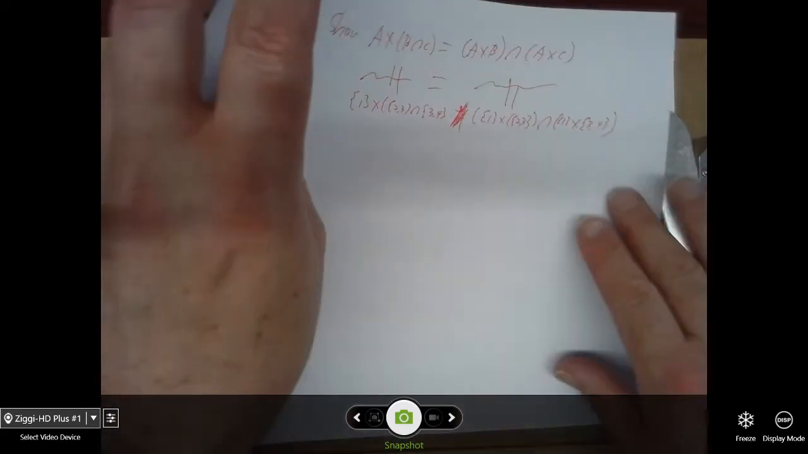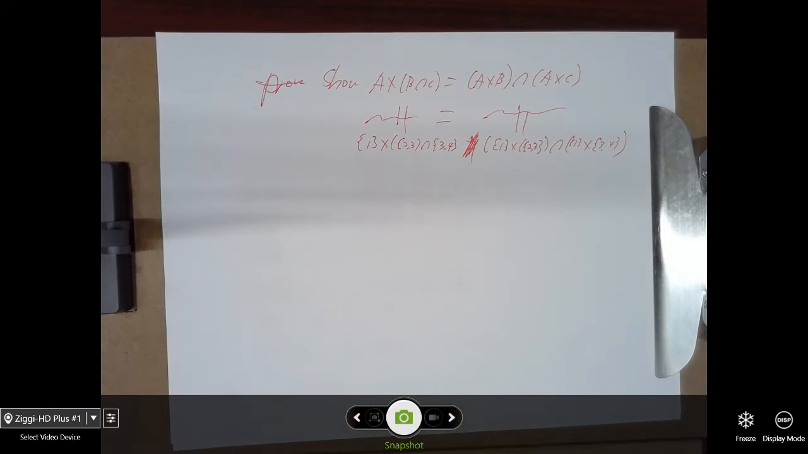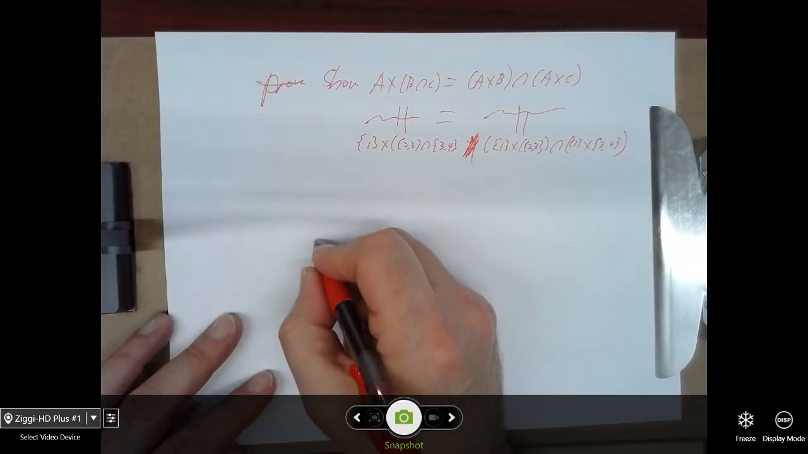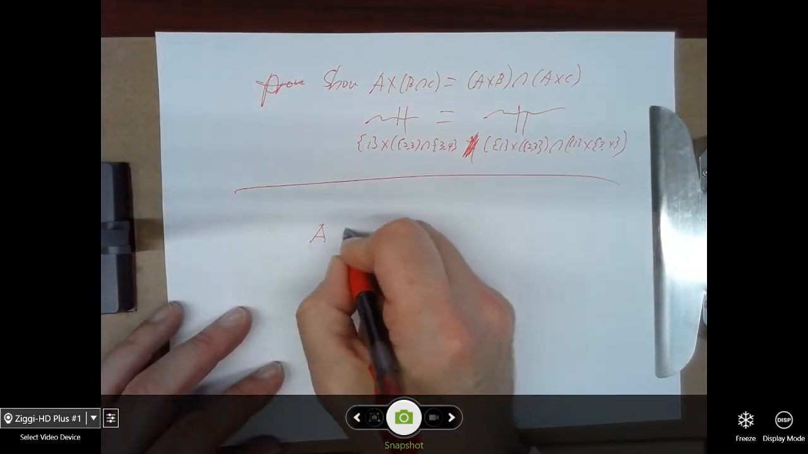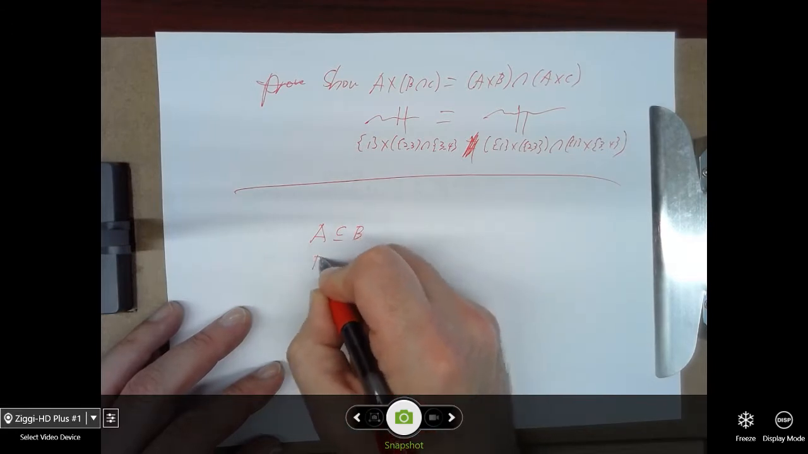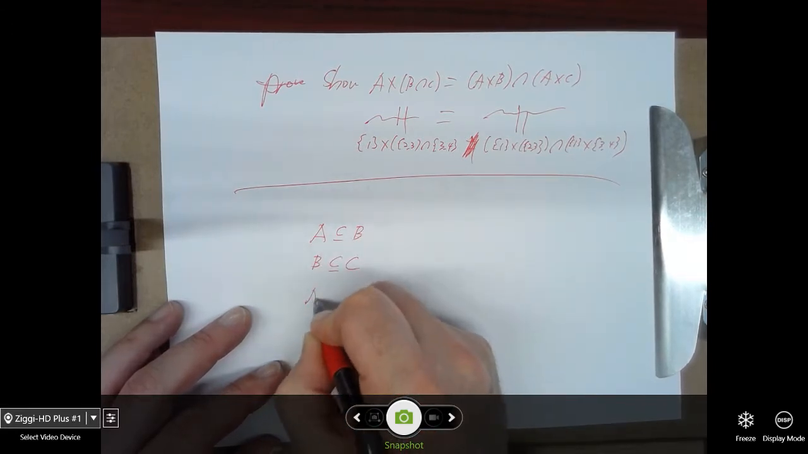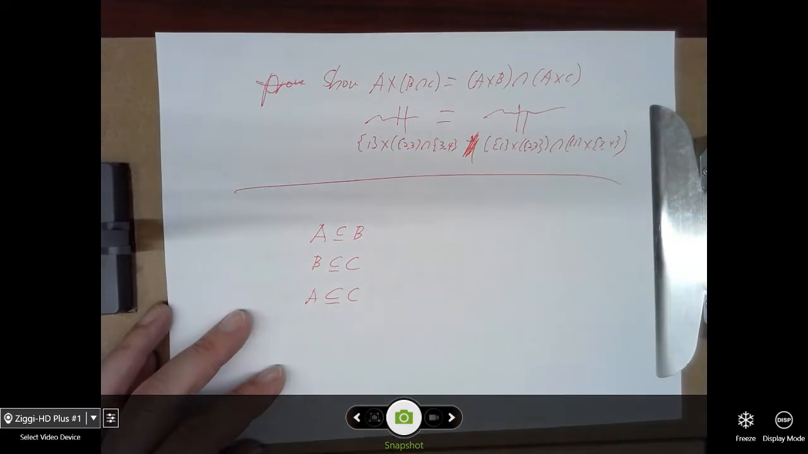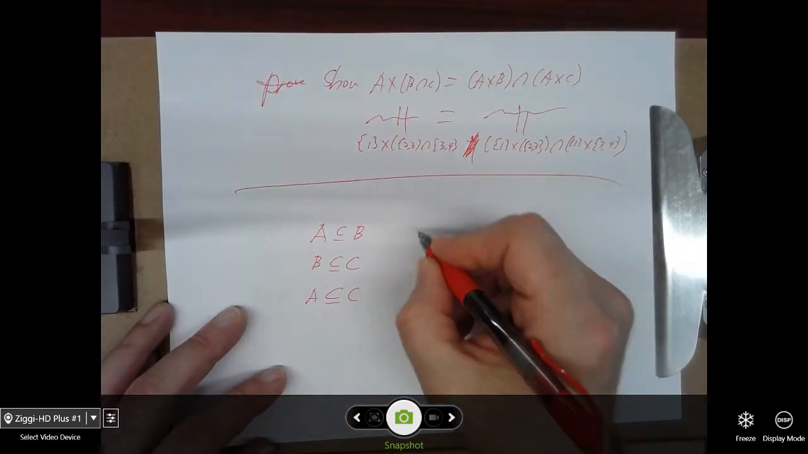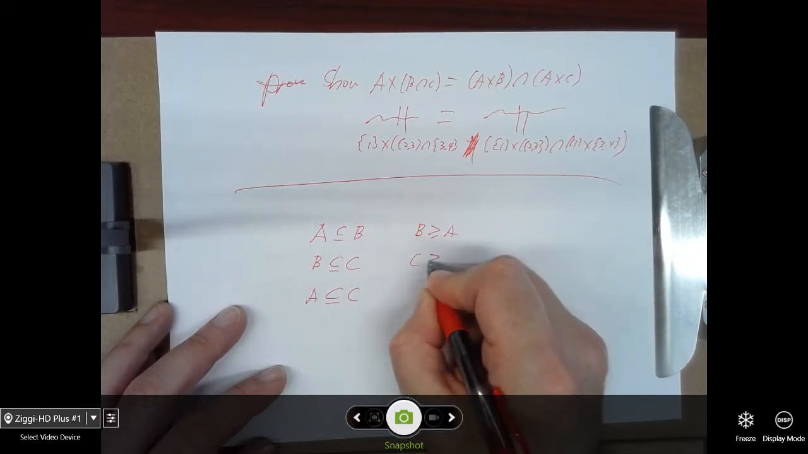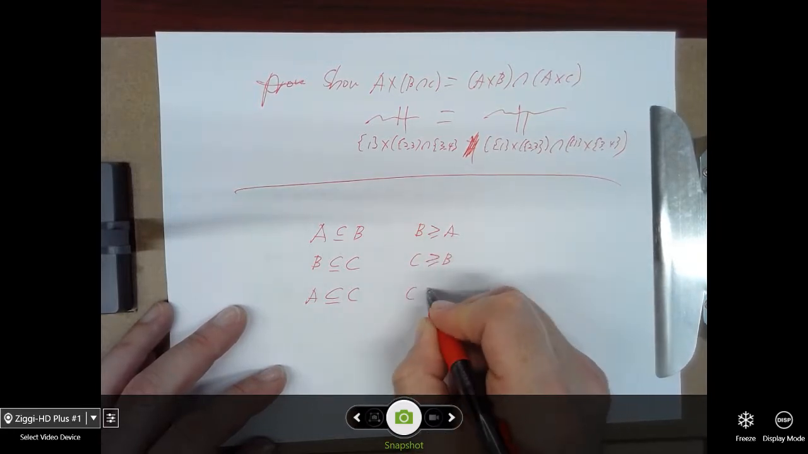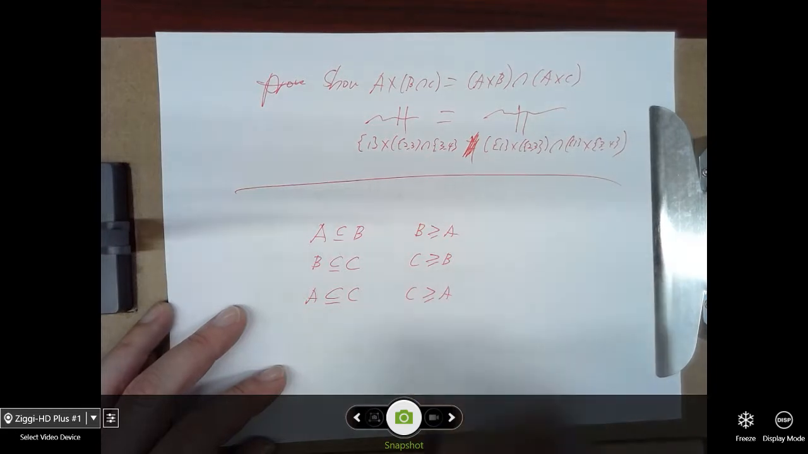Oh, the other question I had, I saw this on like 3 or 4 assignments. This was for part A. So people defined what A was and what B was and what C was, and then they said A is a subset of B, B is a subset of C, A is a subset of C. But then next to that, I saw the following. B is greater than or equal to A. C is greater than or equal to B. C is greater than or equal to A.